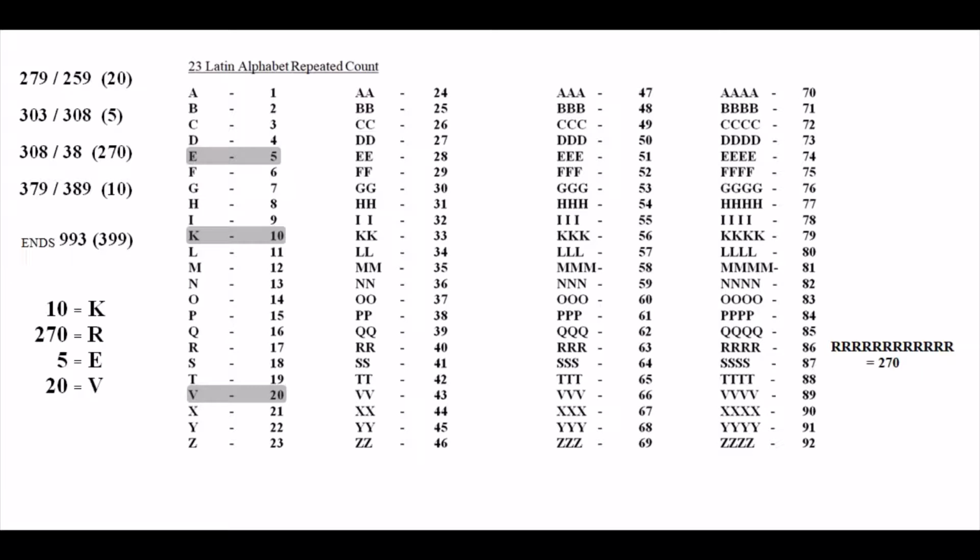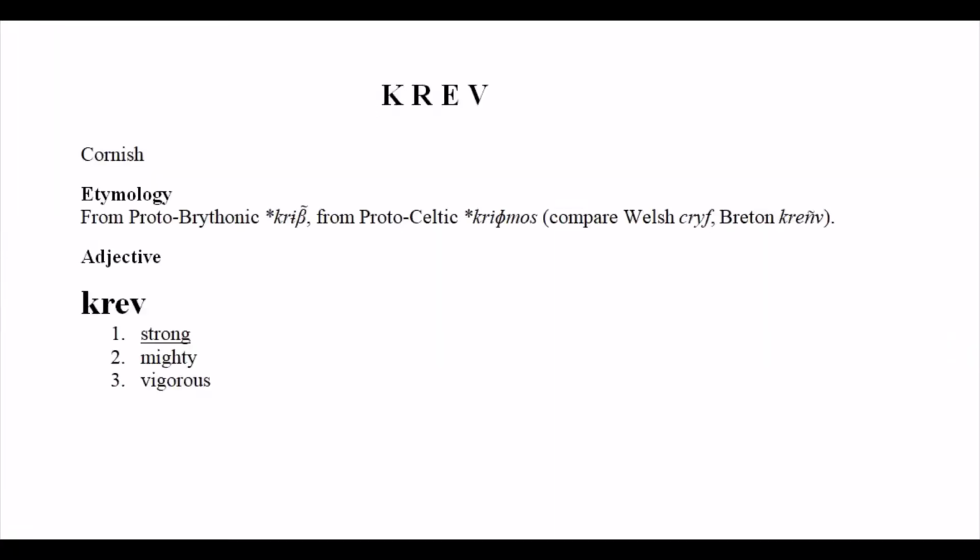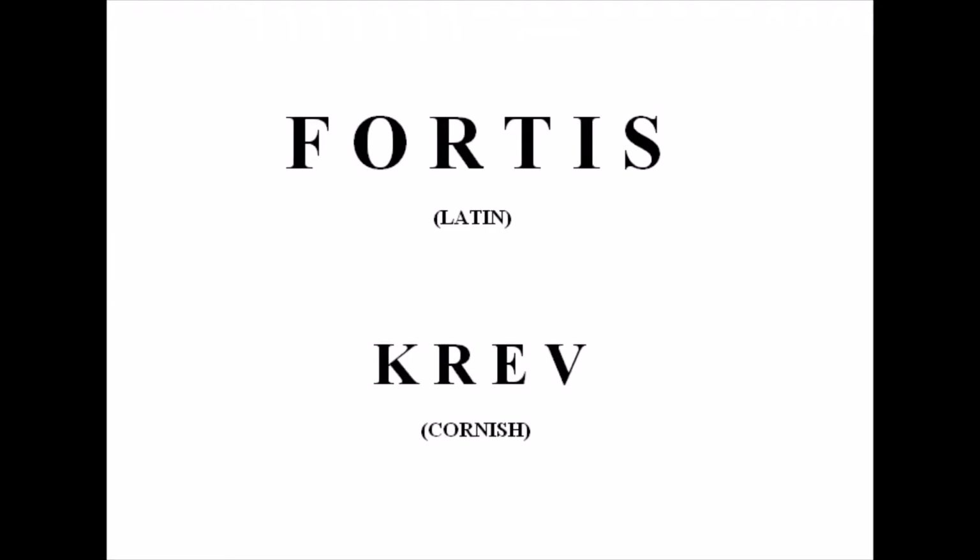So what does Krev mean? It's a Cornish word from the region of Cornwall in the UK, Krefa. It means strong. And strong in Latin is FORTIS. Interestingly, the first time Francis Bacon sat in Parliament was for Bossiney, Cornwall, and he speaks very highly of the Cornishmen in his work, History of the Reign of King Henry VII. So is Krefa a word he could have known?